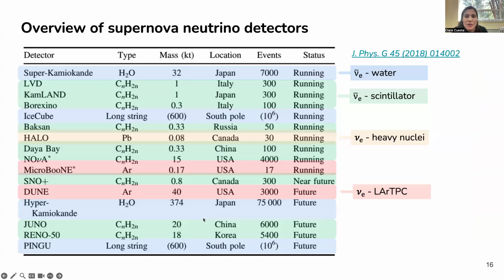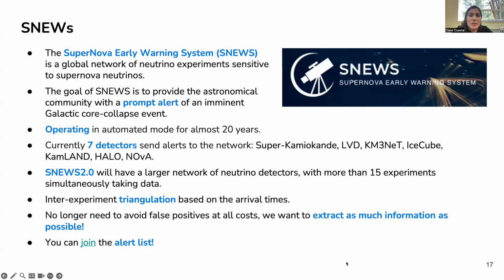Here is a summary of the different running or proposed experiments showing their masses, their location, and the expected number of events for a 10 kiloparsec supernova. And once more, the complementarity among them is the key point, as they have different strong points. So it is important to have coordination among the experiments, to ensure a prompt alert that is shared among them.